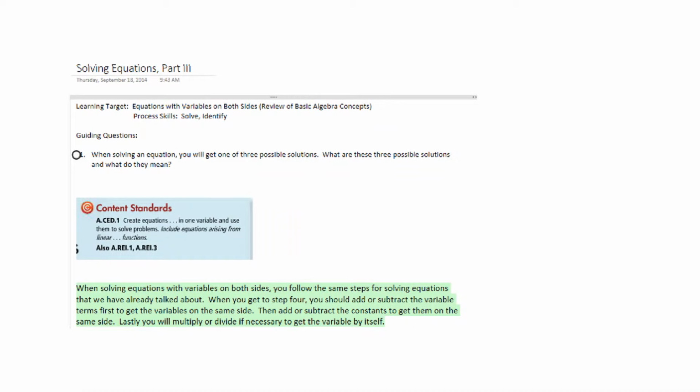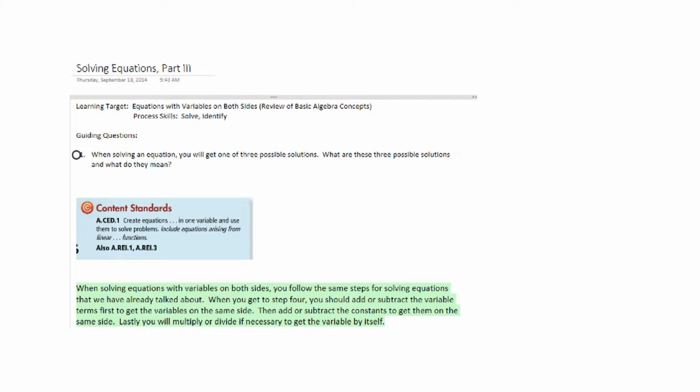In solving equations part 3, we're going to learn how to solve equations that have variables on both sides. Our guiding question says, when solving an equation, you will get one of three possible solutions. What are these three possible solutions, and what do they mean? By the time we finish this lesson, you should be able to answer this question.